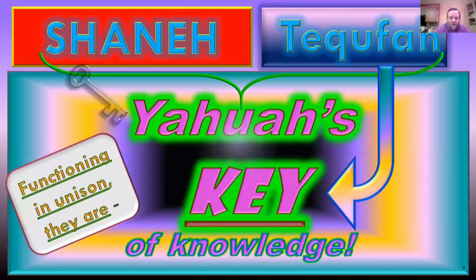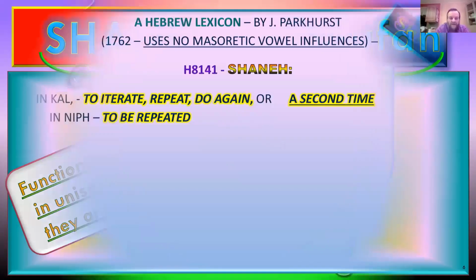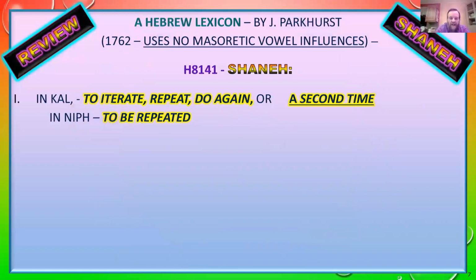Okay, we're going to look at the word for year. That's 8141 Shane. And this is the DNA of the word. This is what this word is made up of. This is what time, as Yahuwah designated, is made up of. Now read the definitions. To iterate, repeat, do again, or a second time, to be repeated.